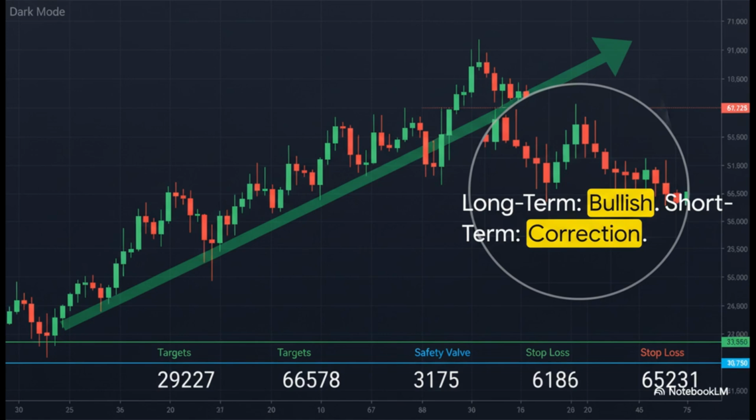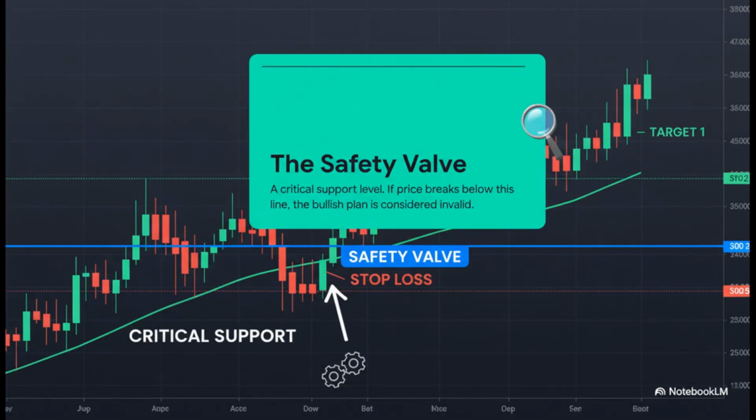But look at where we are right now. See that? The price is pulling back. It's in a correction, just taking a little breather. Our entire game plan is based on one key assumption, that this is just a pause, and that the main long-term uptrend is still good. And this leads us to maybe the most important concept you'll learn today. We call it the safety valve.